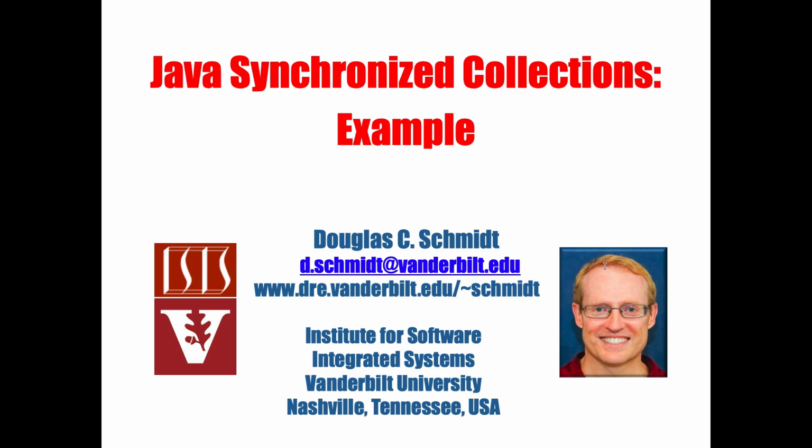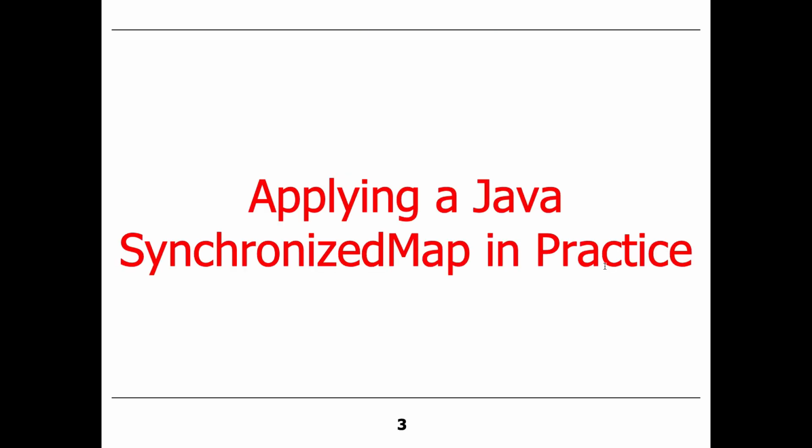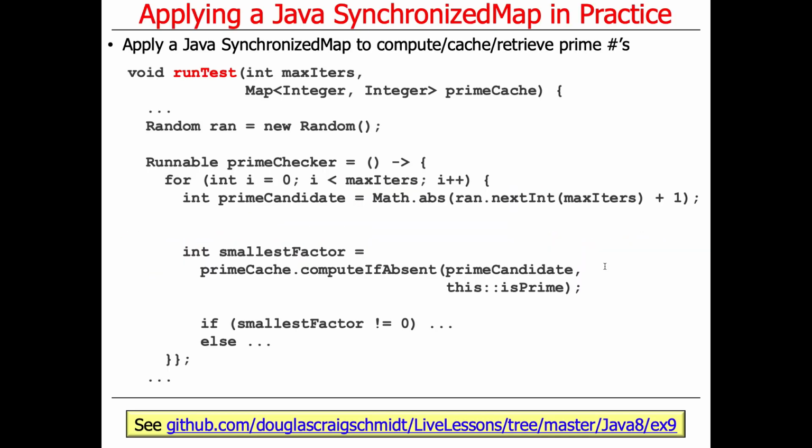So now that you've heard about synchronized collections, let's talk a little bit about how they work in practice. And we'll basically use this in a very interesting way. This is actually a fun test. There's a test that occurs in my GitHub repository in the EX9 folder, and it uses a synchronized map to compute, cache, and retrieve prime numbers.